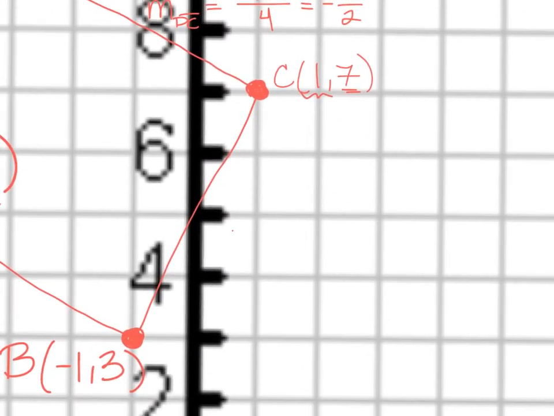BC, the slope of BC, my rise is from 7 to 3, so that's going down 4. And my run is from 1 to -1, so that's back 2, or you can think of it as going from 3 to 7, up 4, and forward 2. Either way, you are going to end up with a +2 for your slope.